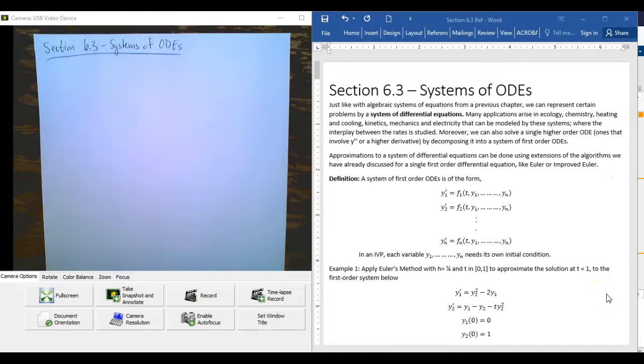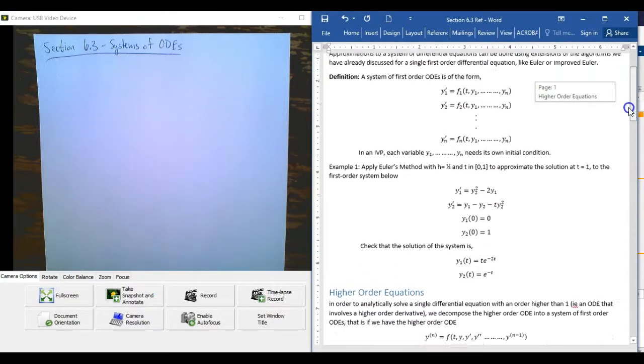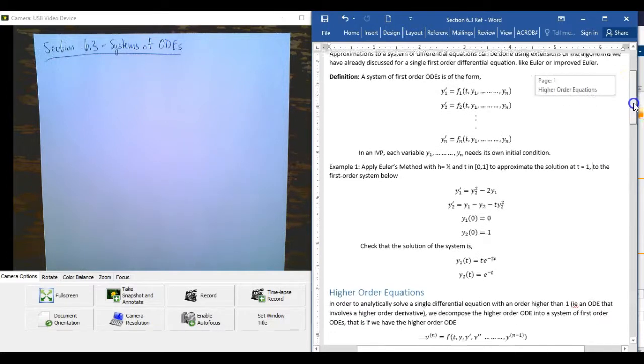In an initial value problem, we would need initial conditions for every one of those variables, y1, y2, y3, all the way to yn. So let's look at how we do something like that. Basically, these systems look at how the rates of two different quantities are related to each other, and they can be used to solve lots of pretty neat applications.